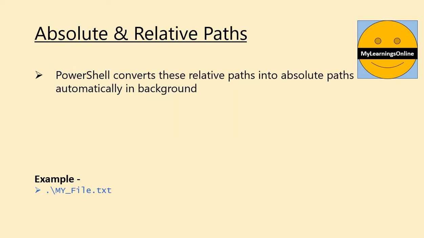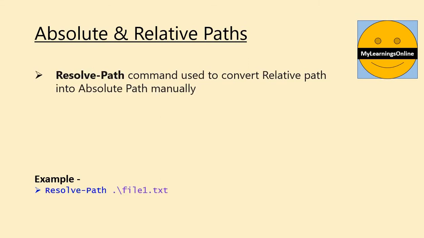my_file.txt. When we specify a relative path, PowerShell converts this relative path into absolute path in background, and conversion is transparent to user. Means user will not know anything about this conversion and he will not even notice anything about this conversion. Many times we may get some requirement to convert a relative path into absolute path manually so that we can use that resolved path in some other things or some other parts of the script.